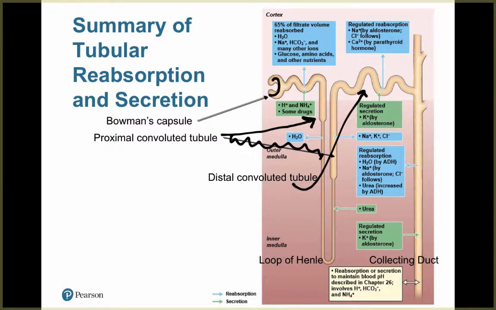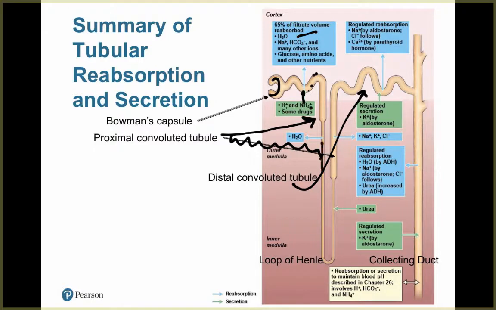So you can see some of the main areas of absorption. A big amount, what we were just talking about, 65% of the filtrate volume, is reabsorbed in this area. We are reabsorbing water, some salt, some bicarbonate, and many ions, glucose, amino acids, and other nutrients here, right? And what gets reabsorbed here helps in acid-base balance: hydrogens, ammonia, and drugs.